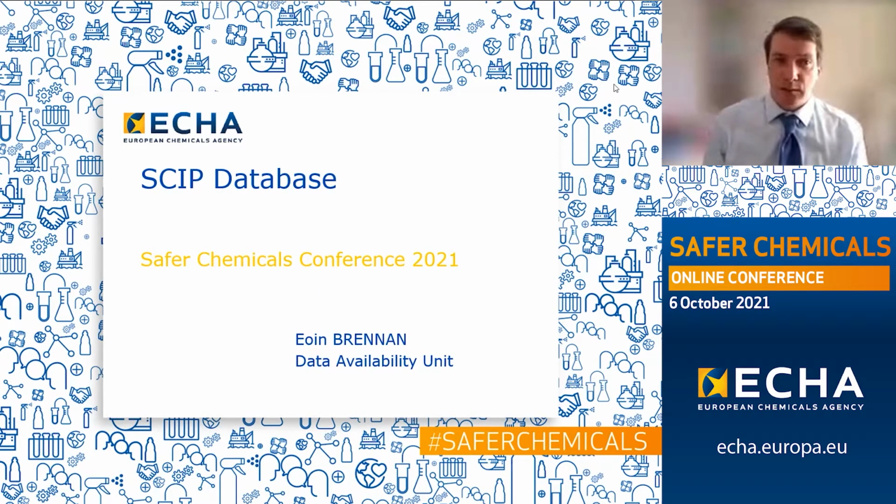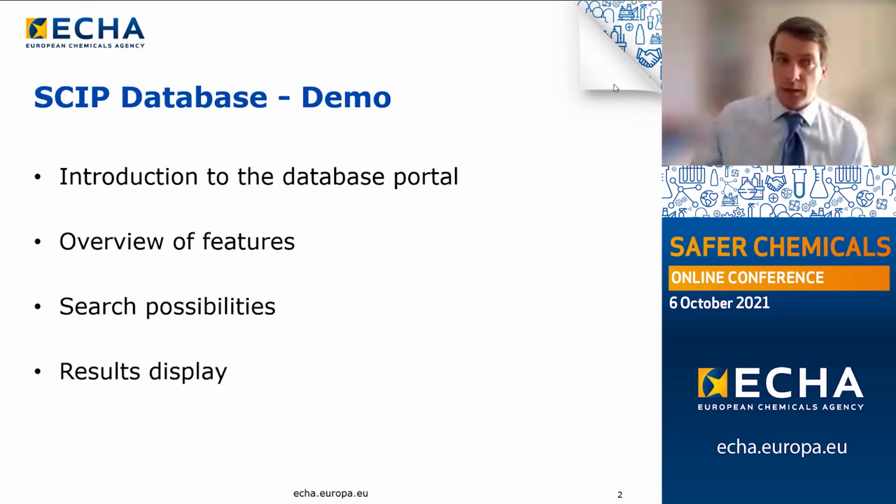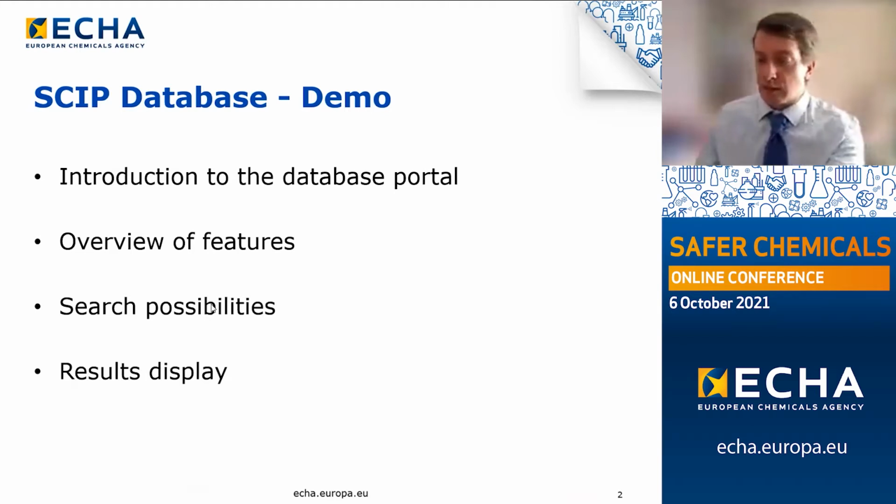My name is Eoin Brennan, and I am here today from the ECHA dissemination team. It will be my pleasure to give you an introduction to the public portal of the SCIP database. We're looking at a demonstration of the database, and I will walk you through the user portal and provide an overview of the key features. I will demonstrate some of the search possibilities available to you and show you how the results representing notified articles will be displayed. Let's go to the ECHA website and take a look.